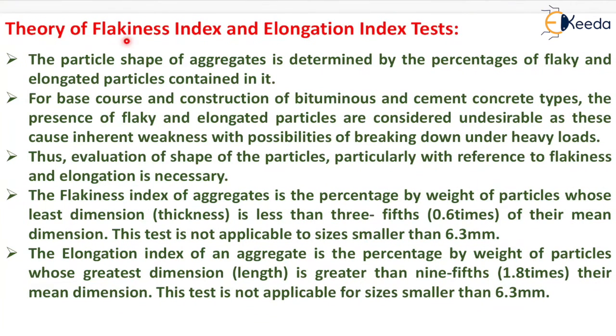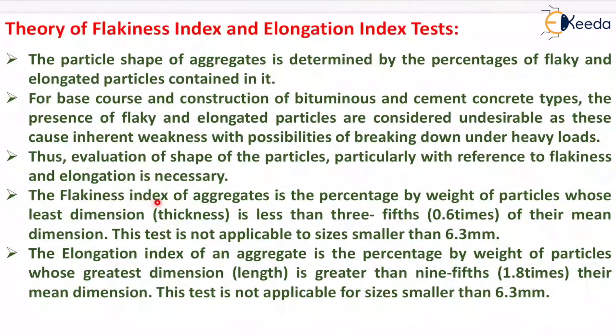Now, theory of flakiness index and elongation index test. The particle shape of aggregate is determined by the percentage of flaky and elongated particles contained in it. For base course and construction of bituminous and cement concrete types, the presence of flaky and elongated particles is considered undesirable as they cause inherent weakness with possibilities of breaking down under heavy loads. Thus, evaluation of the shape of the particles, particularly with reference to flakiness and elongation, is necessary.